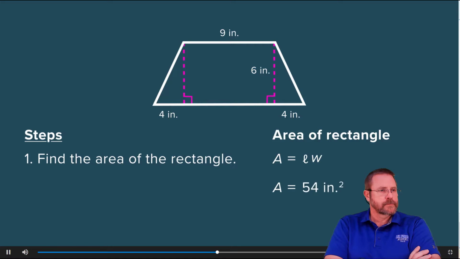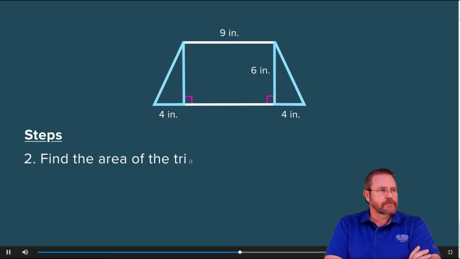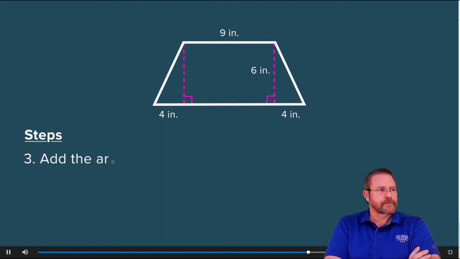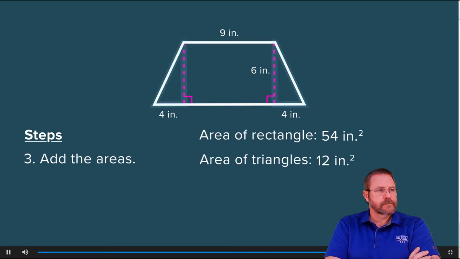The area of the rectangle is 54 square inches. Next, find the area of one of the triangles using the area formula. The area of the triangle is 12 square inches. The two triangles are congruent, so the areas are the same. Then, find the trapezoid's area by adding the areas of the polygons that make up the trapezoid, the rectangle and two triangles. So, the area of the trapezoid is 78 square inches.